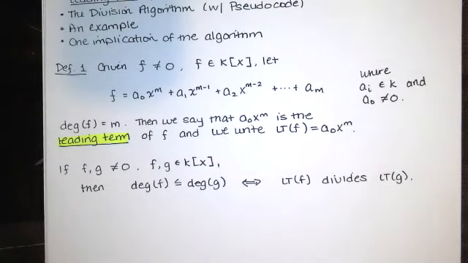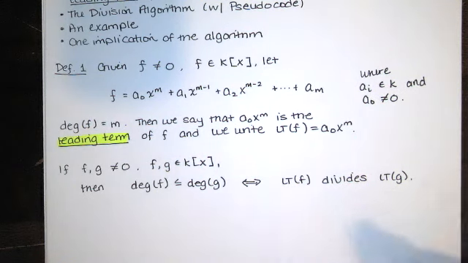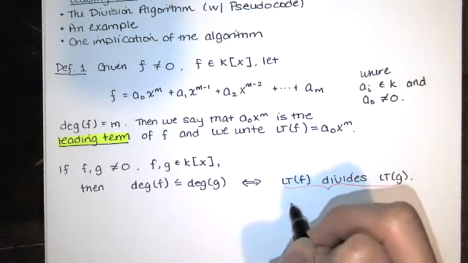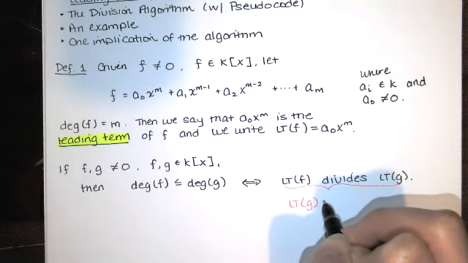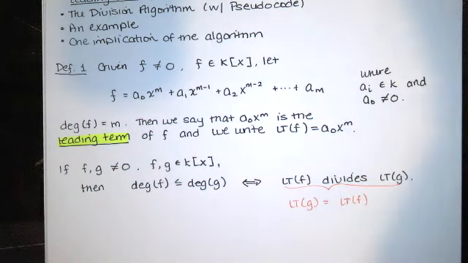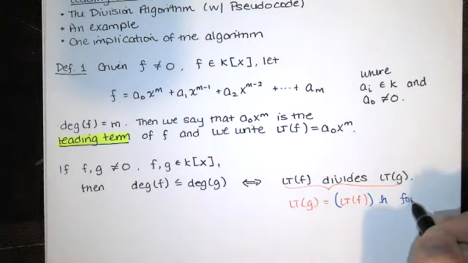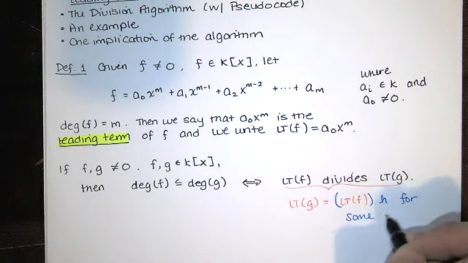Now, if you don't remember what divides means, just remember that that means this is a factor of this guy. So in other words, we could say that the leading term of g is equal to the leading term of f times some other polynomial in our polynomial ring k of x.